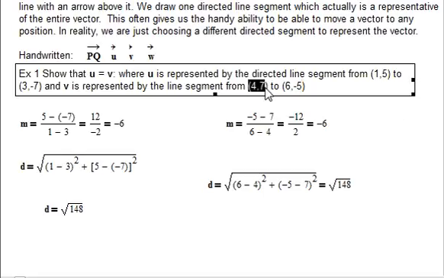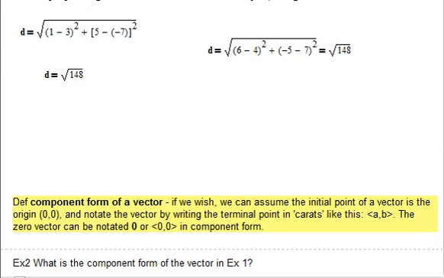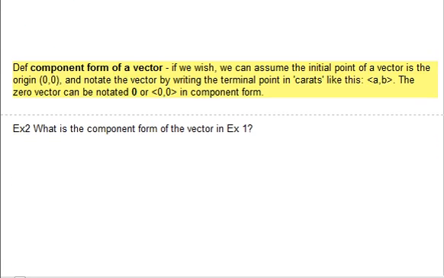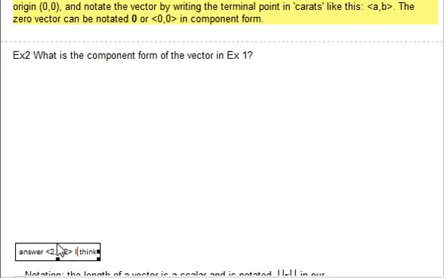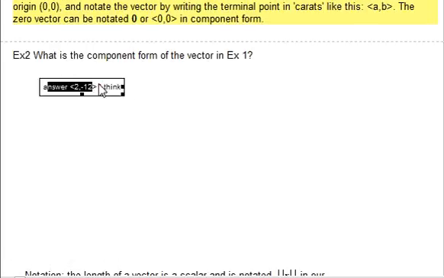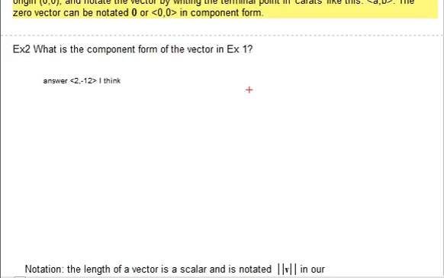No, sorry, this is initial point. So it'd be 6 minus 4 over negative 5 minus 7. Since this is initial point and this is terminal point, same thing, this is initial and this is terminal. So it would be the vector (2, negative 12). That would be the component form of that vector. And hopefully, yes, there it is, in very tiny print, but hopefully you can read that. So that's the quick example of that.